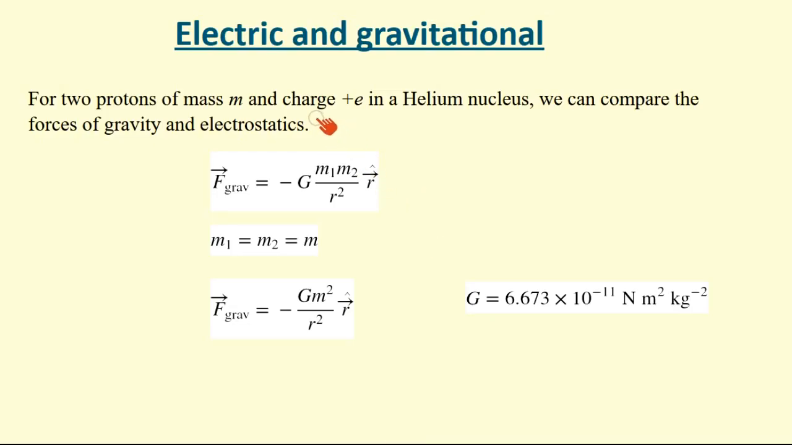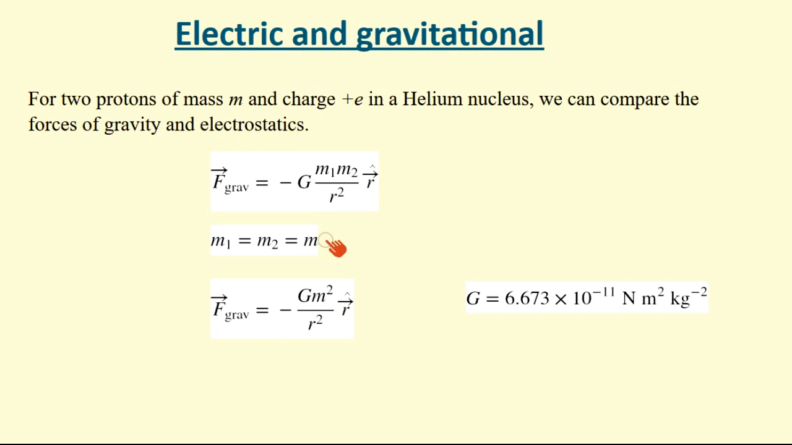So the problem is, for two protons of mass m italicized and charge plus e also italicized in a helium nucleus, we can compare the forces of gravity and electrostatics. The first equation we have is the force of gravity. In vector notation, it equals minus G m1 m2, the product of the masses, divided by the square of the distance between them, r squared, in the r hat direction.